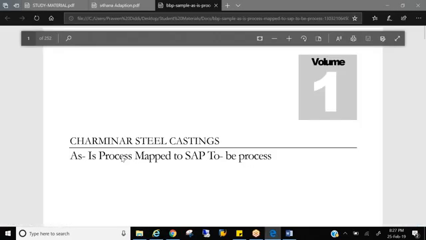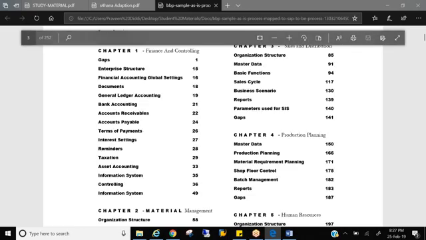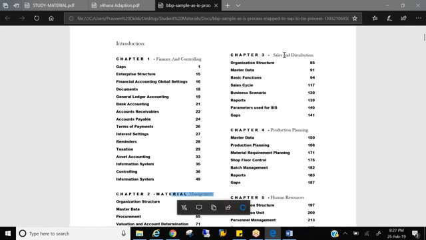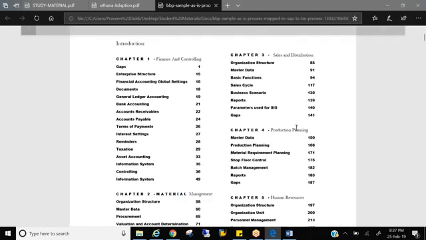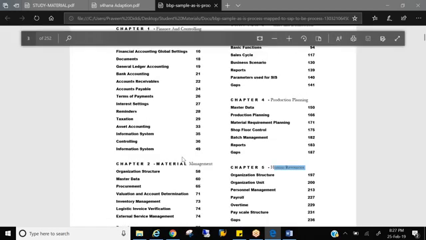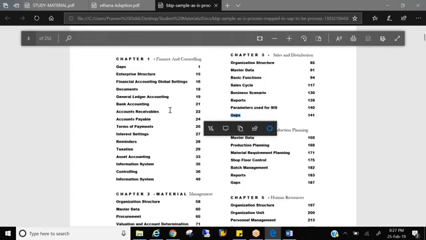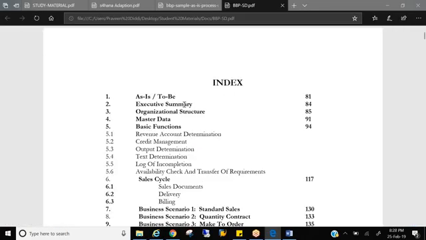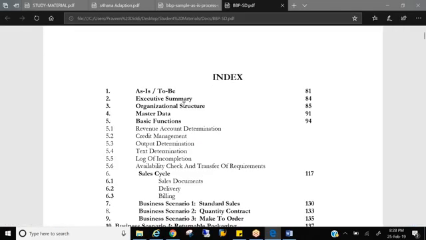See, this is a complete BBP with all the modules which were implemented in this project. This is FICO and this is MM, SD, PP, HR. These are the modules. Our area of interest is SD, so let's go to SD and see what's there. You see what are the gaps identified. Everything will be put here. So let us go specific to SD. So this is how a BBP looks like, as is to be.